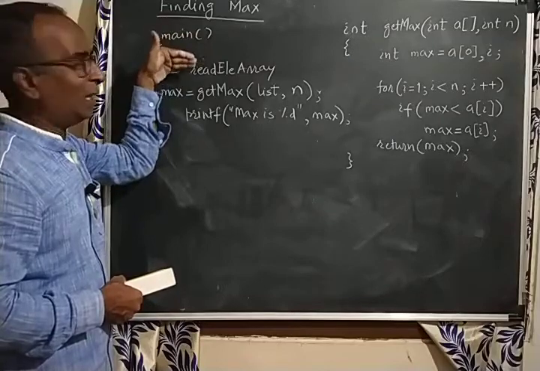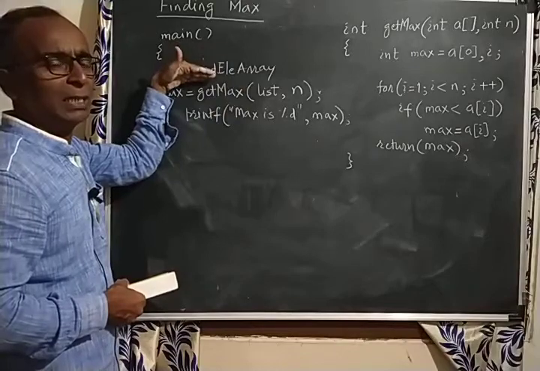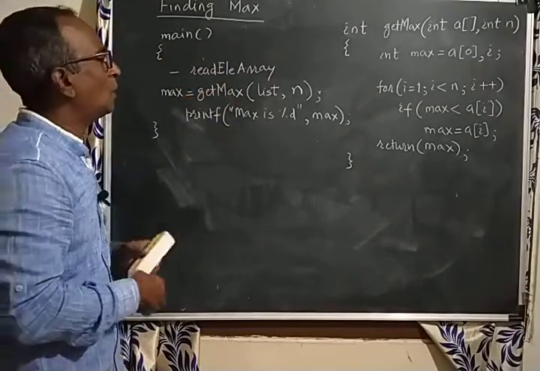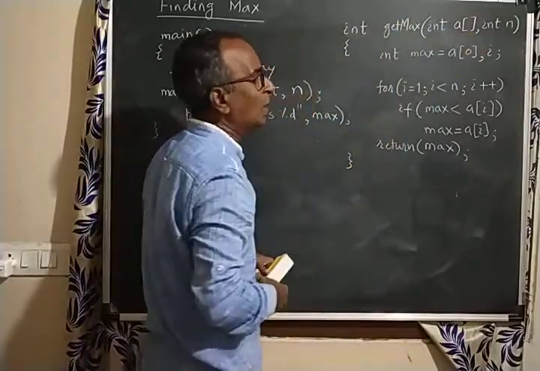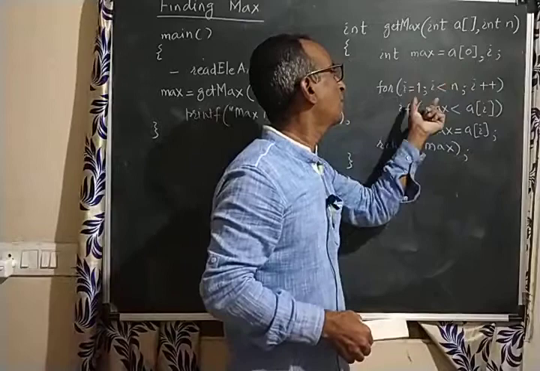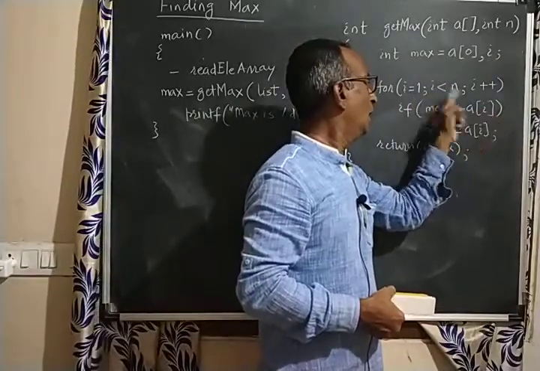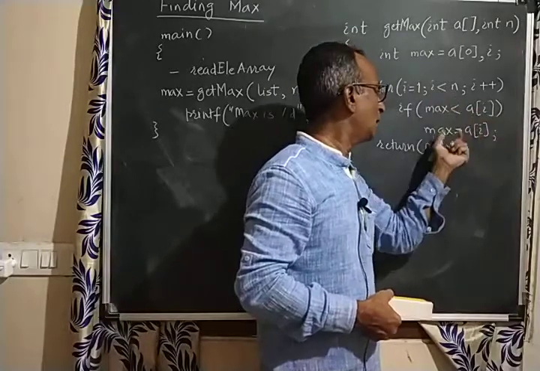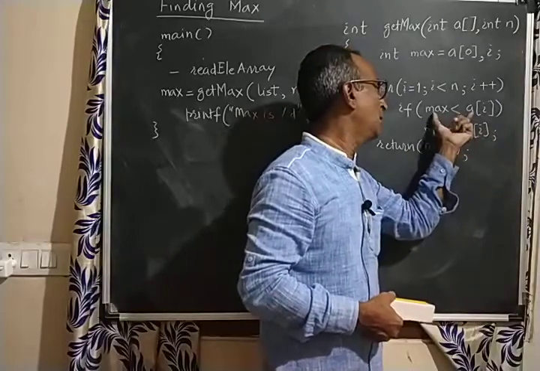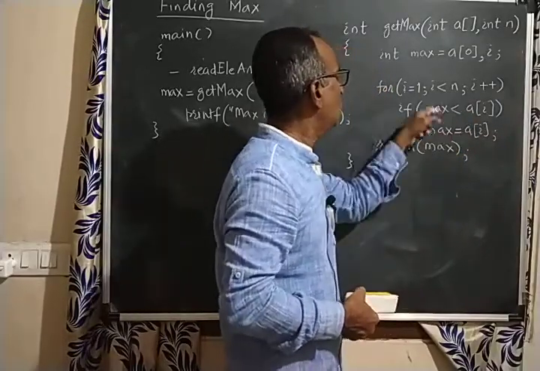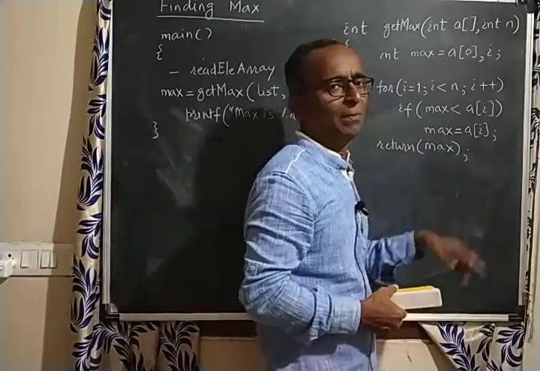The part reading array elements, up to that scanf, the for loop and one scanf, will be executed. Then there is a call to getMax. getMax will be called by sending the list and n values. The first value will be given to max. From the second value onward, if max is less than a of i, whatever maximum value we created in our mind, you are changing it if this condition holds. When this loop exits, you will have the maximum value in the max variable.